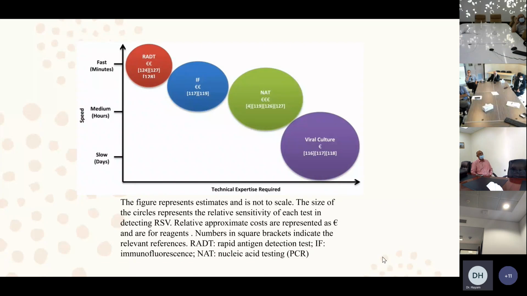Something like the rapid antigen detection is less sensitive but specific, but it takes the minimum, like 1 hour, and might take also minutes. Immunofluorescence also will take some hours, but the more time it takes, the more sensitive the test. But the specificity is okay for all of them, even all of them have 90 to 95%. But the sensitivity is usually better with the viral culture.